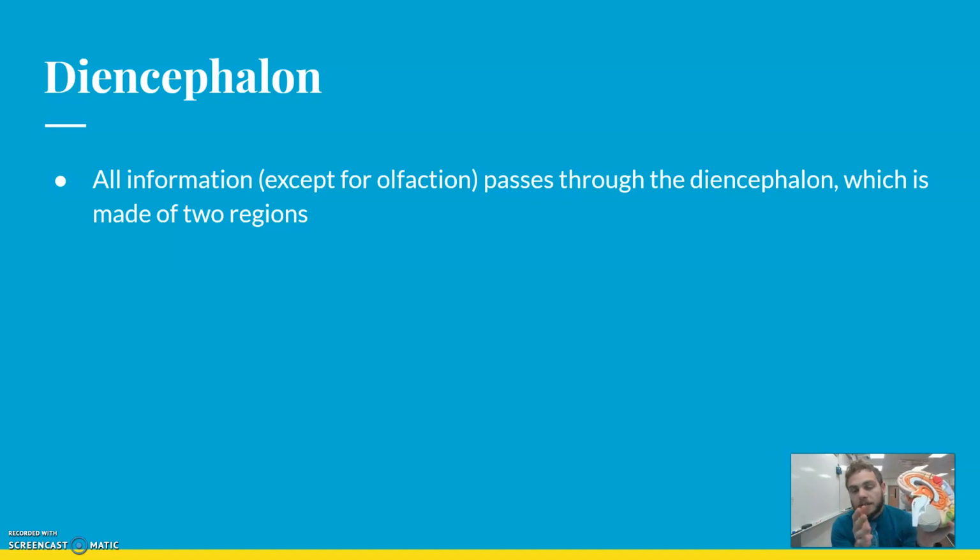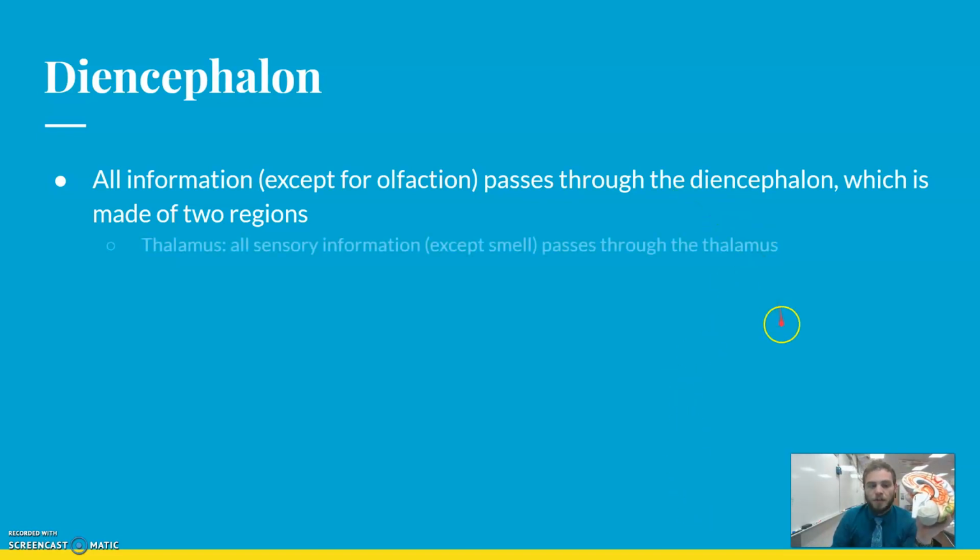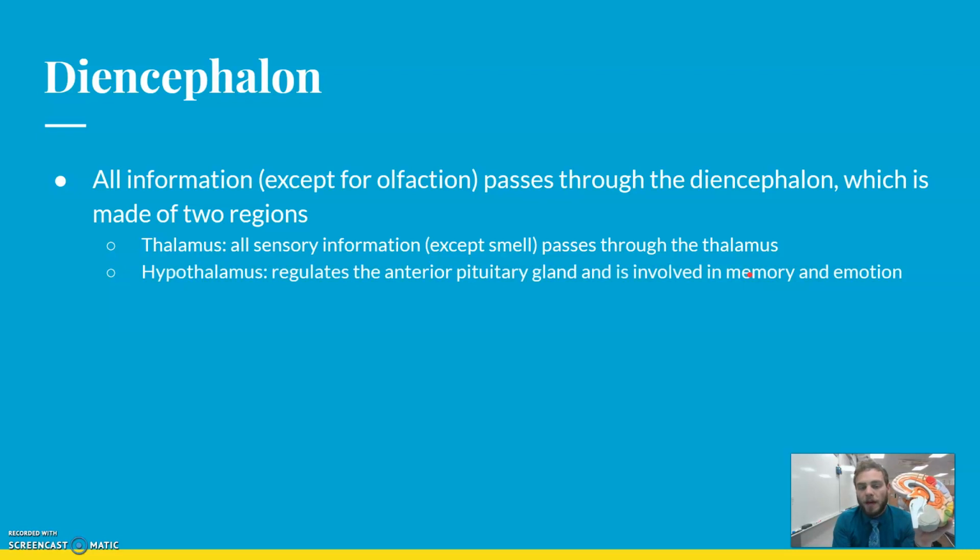All information except for olfaction, your sense of smell, is going to pass through the diencephalon, which has two regions, di meaning two. It has the thalamus region, where you're going to have all sensory information, again, except for olfaction, passing through. And you have the hypothalamus, which is going to be involved in regulating the anterior pituitary gland and is going to play a role in memory and emotion.